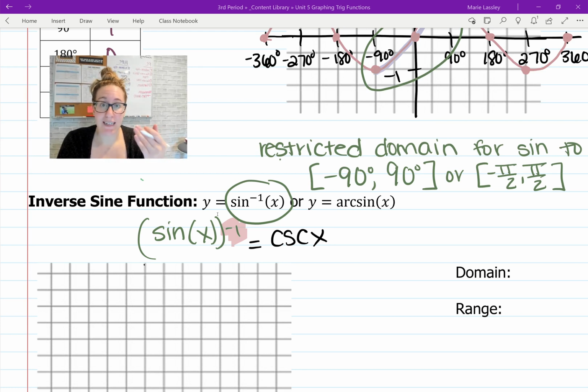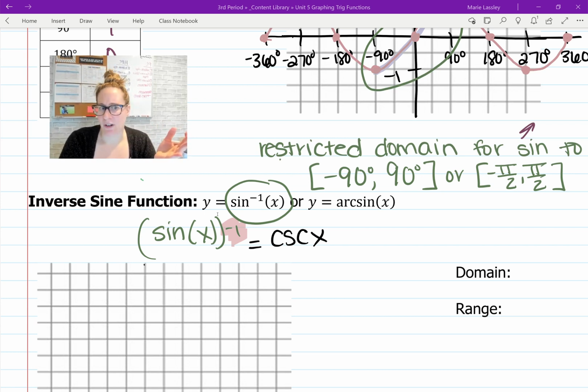Now for cosecant, it's the same thing. We are covering cosecant also when we're doing this because sine goes with cosecant. They are reciprocal functions. So when we said the restricted domain for sine is -90 to 90, or negative pi over 2 to pi over 2, it's the same for cosecant. You can write that if you wouldn't have thought of that on your own.